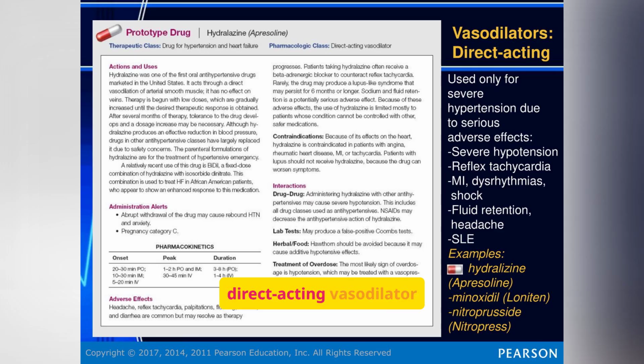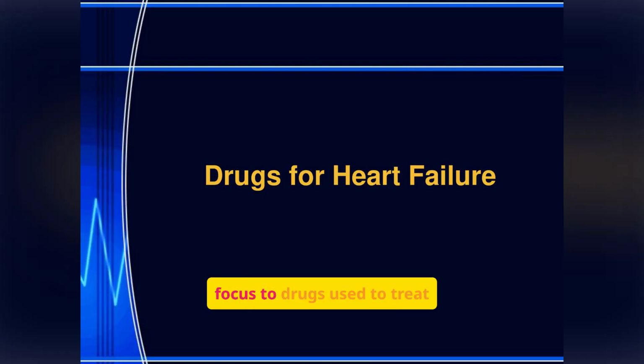Hydralazine is a direct-acting vasodilator used for hypertension and heart failure. We'll discuss its actions, uses, and potential adverse effects. Hydralazine relaxes arterial smooth muscle, lowering resistance and reducing afterload. It's typically used in resistant hypertension or heart failure, but it comes with serious risks: reflex tachycardia, lupus-like syndrome, and fluid retention. Now, let's shift our focus to drugs used to treat heart failure, another significant cardiovascular condition.